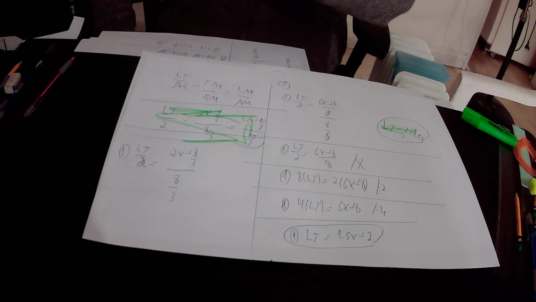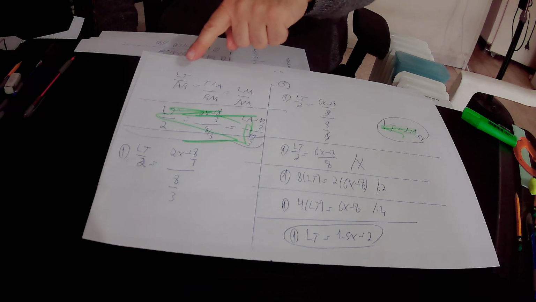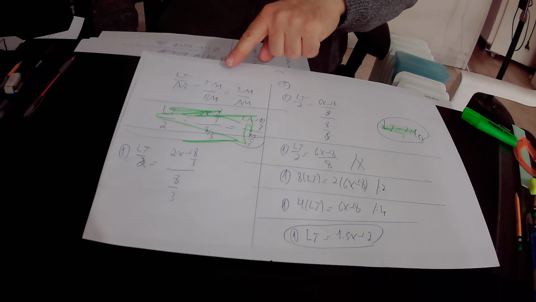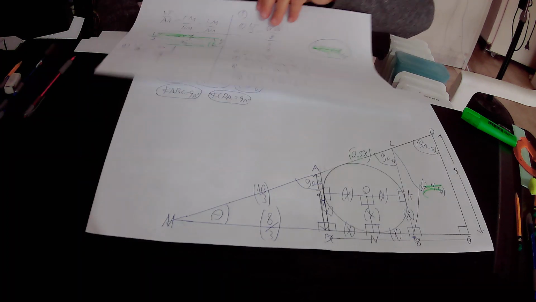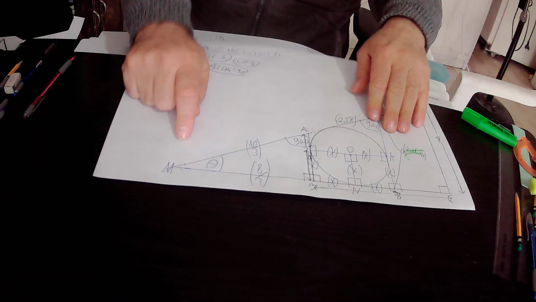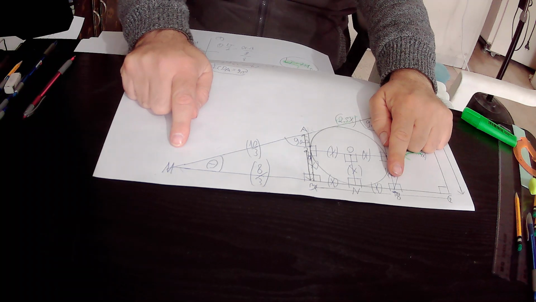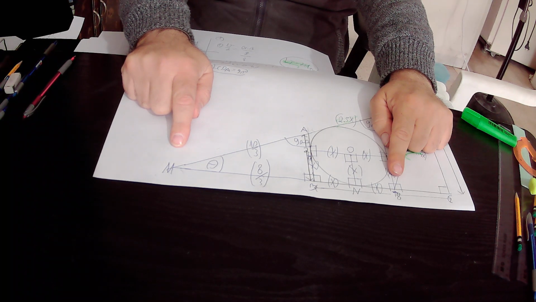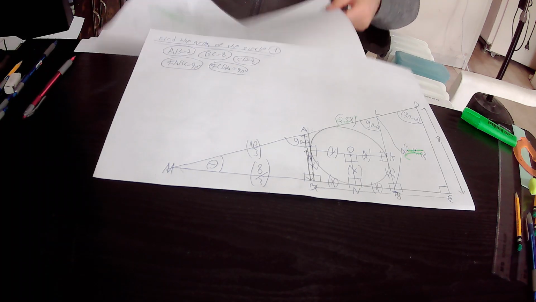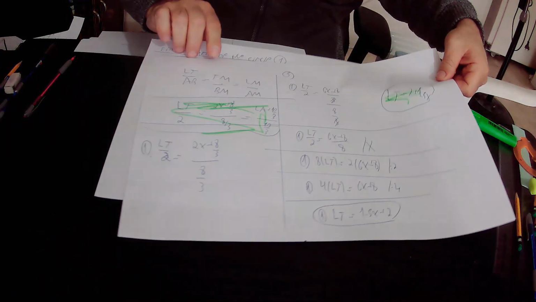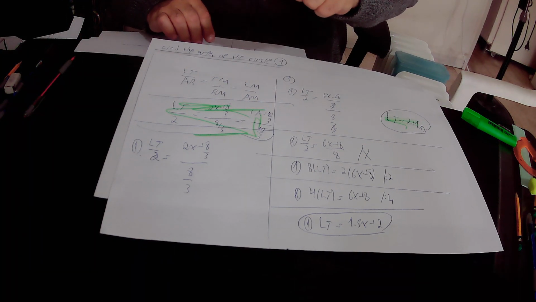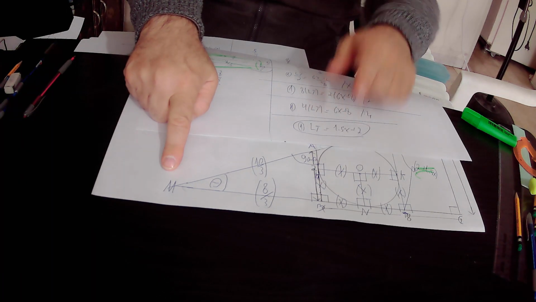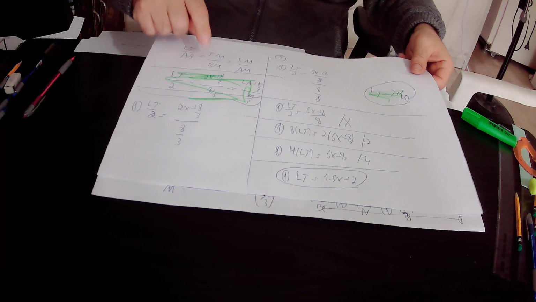LT is the missing side, so we leave it as it is, over AB. AB is 2, so we substitute AB by 2. And it equals TM over BM. What is the length of TM? From the diagram, it is very easy to see that the value of TM, in total, equals 2x plus 8 over 3. So substitute TM here by 2x plus 8 over 3, over BM. BM is 8 over 3, so substitute BM by 8 over 3.